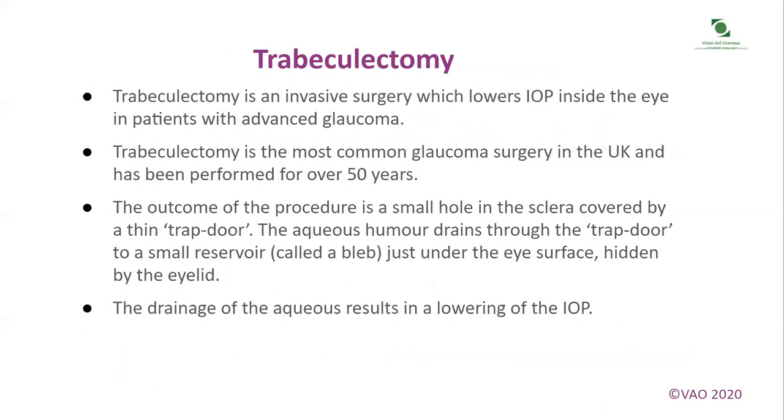Trabeculectomy is an invasive surgery which lowers IOP inside the eye in patients with advanced glaucoma. It's the most common glaucoma surgery in the UK and has been performed for over 50 years. The outcome of the procedure is a small hole in the sclera covered by a thin trapdoor. The aqueous humour drains through the trapdoor to a small reservoir called a bleb, just under the eye surface, hidden by the eyelid. The drainage of the aqueous results in a lowering of the IOP.